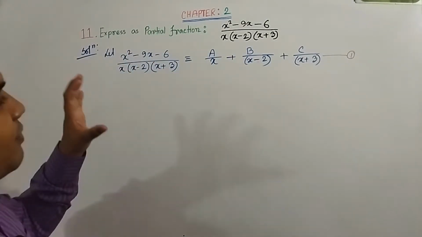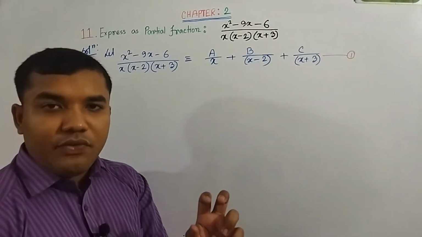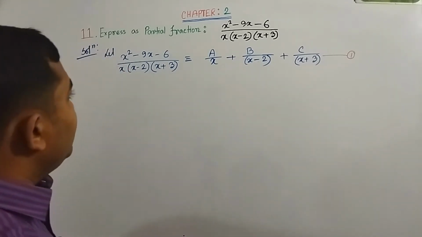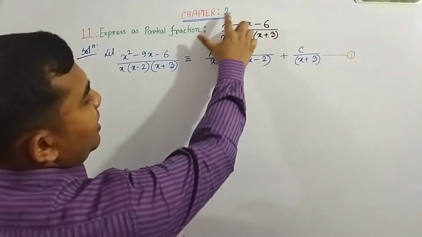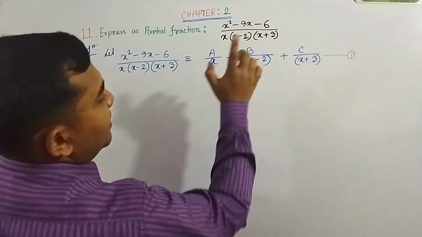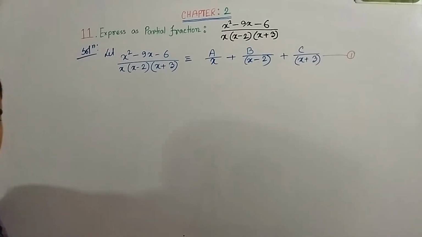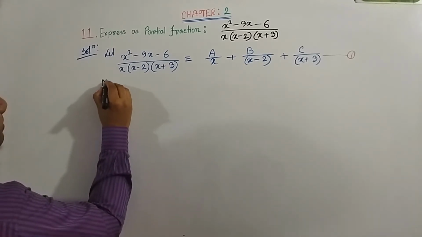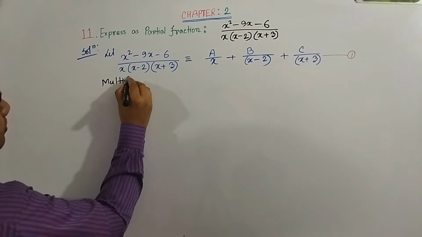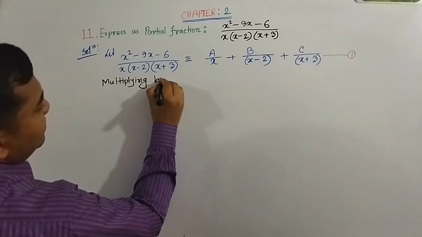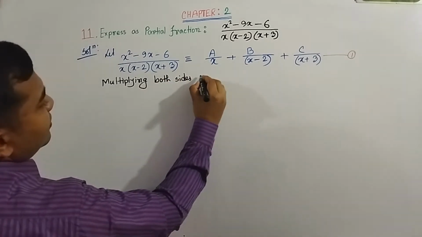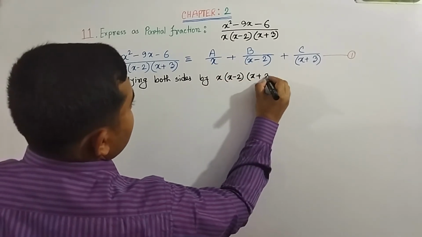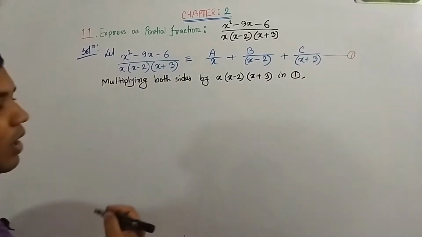Now when we have assumed our partial fraction, we will go for multiplication. We multiply equation number 1 by the denominator of the given expression, where the denominator is x into x minus 2 into x plus 3. So we multiply both sides by x into x minus 2 into x plus 3. Then what do we get?